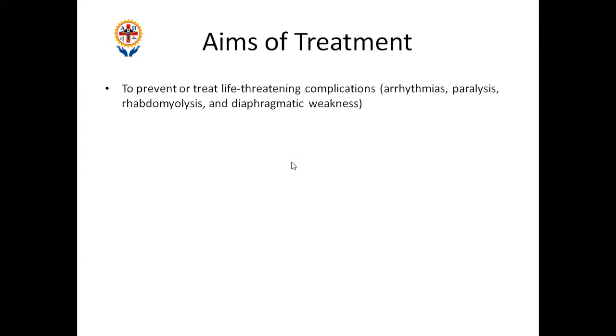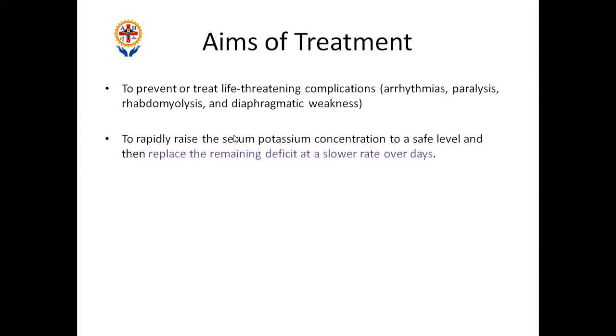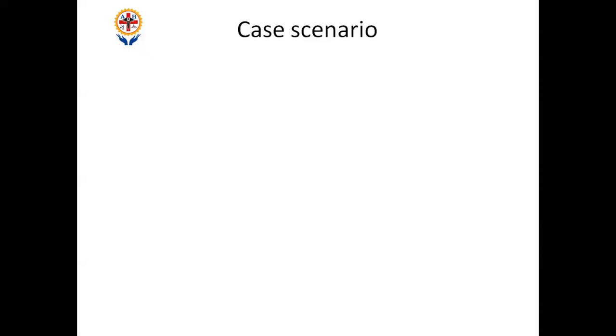Aims of treatment: you need to prevent the life-threatening complications, and you don't raise the serum potassium rapidly. You need to correct it very slowly. Any rapid rise can trigger arrhythmias. And you need to diagnose and treat the underlying cause. It's very important. If you keep on correcting potassium and don't treat the underlying cause, it's not going to work.